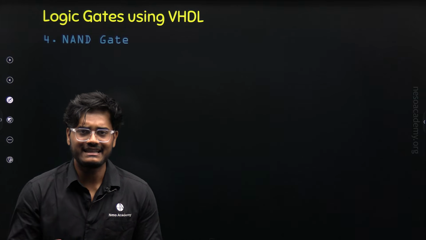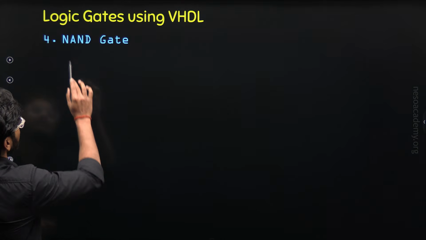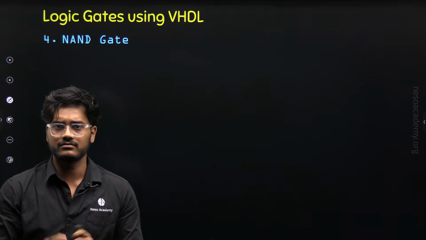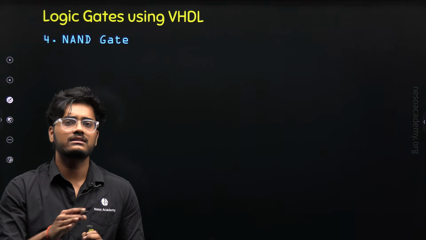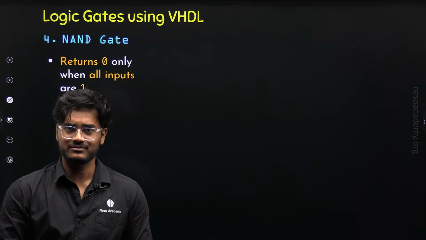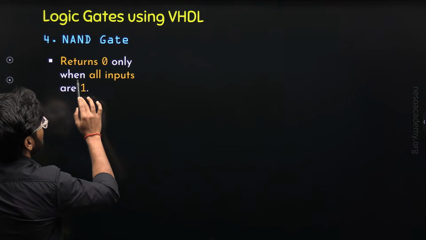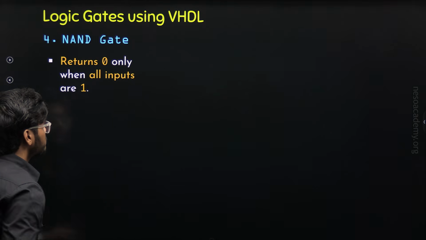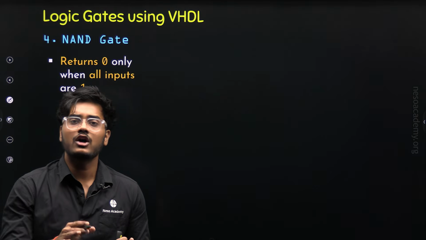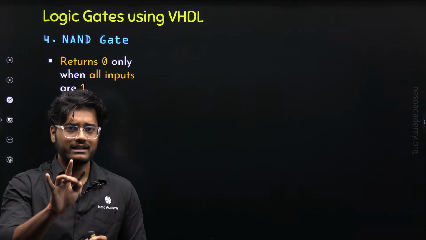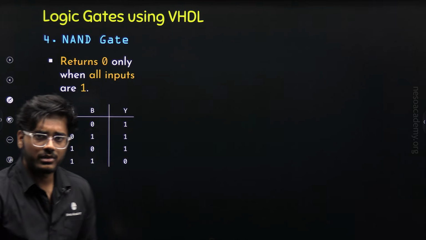Now, let's see the NAND gate. Here, the word NAND means NOT plus AND. So, NAND gate is the inverse of the AND gate. Therefore, it returns 0 only when all inputs are 1. So, in NAND gate, output will be 0 when all inputs are 1. Let's understand this using the truth table.